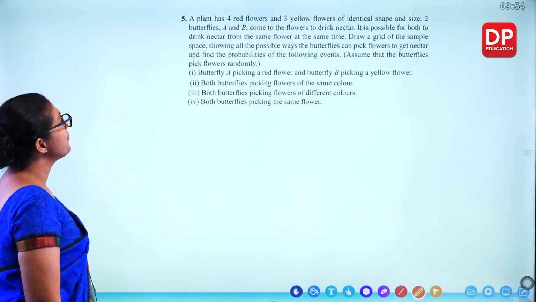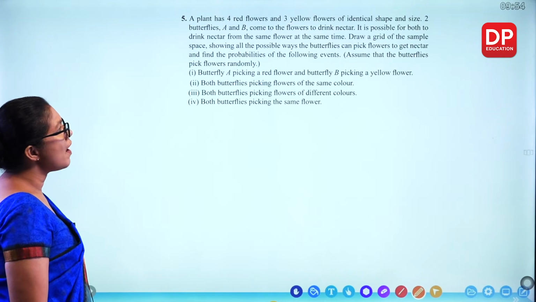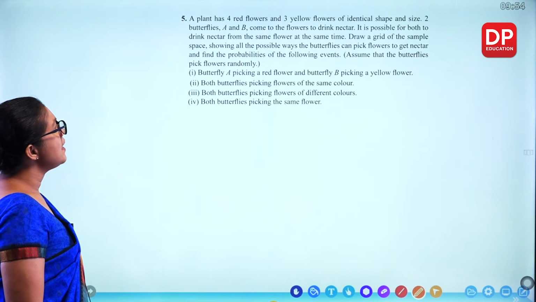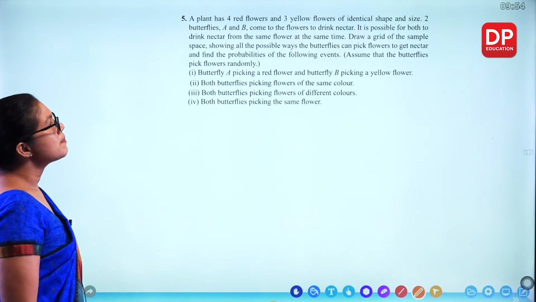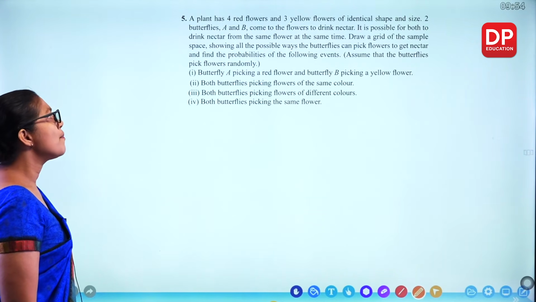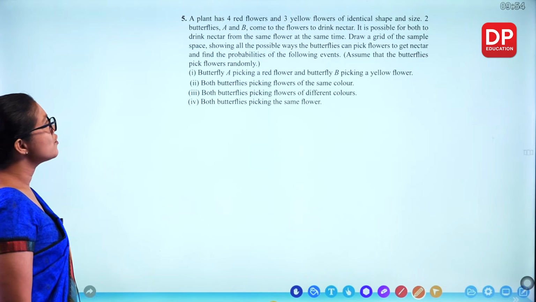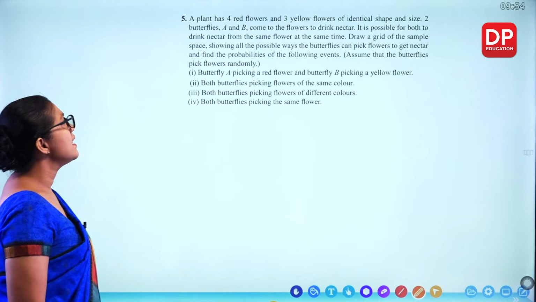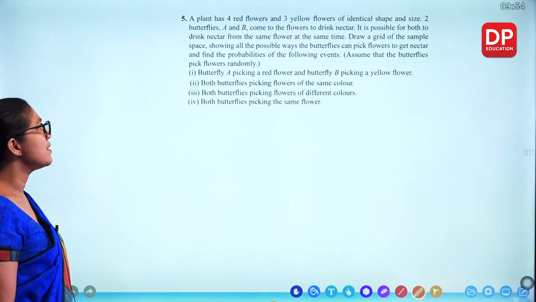Question number 5. A plant has 4 red flowers and 3 yellow flowers of identical shape and size. 2 butterflies A and B come to the flowers to drink nectar. It is possible for both to drink nectar from the same flower at the same time. Draw a grid of the sample space showing all the possible ways the butterflies can pick flowers to get nectar and find the probabilities of the following events. Assume that the butterflies pick flowers randomly.